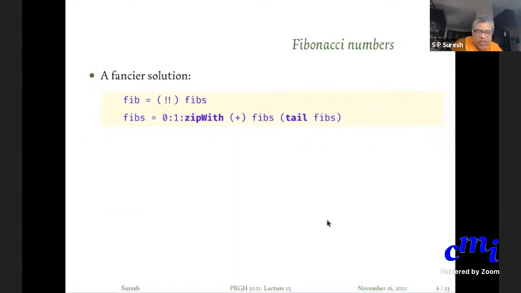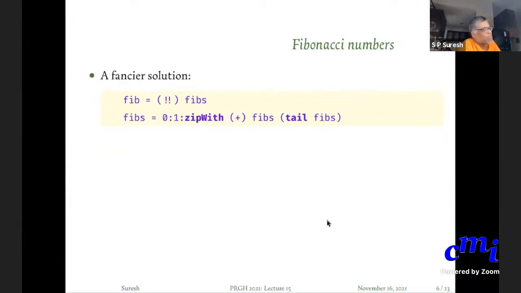I would like to look at that nevertheless, because that shows you something very nice. So recall that this double bang will extract the element at some particular position in a list. So fib n is fibs double bang n. What is fibs? Fibs is the infinite list of all Fibonacci numbers in order. This is very nice.